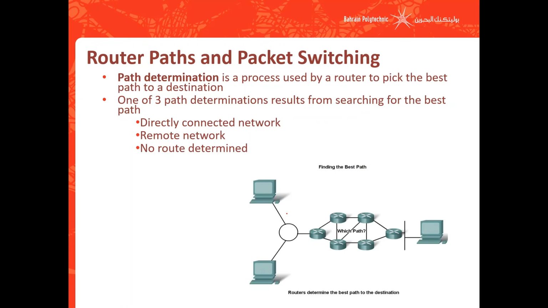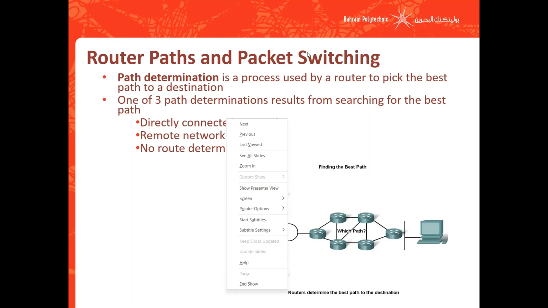Path determination is a process used by a router to pick the best path to a destination. So what routers do is when they get a packet, they try to figure out the best path that the packet can take to reach its destination.